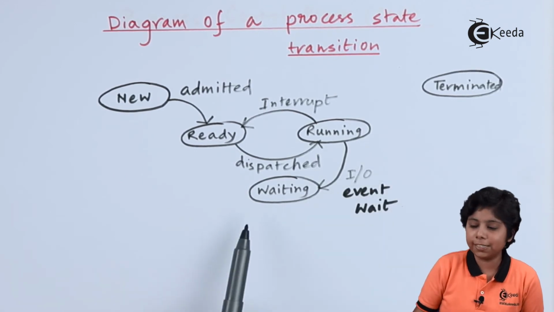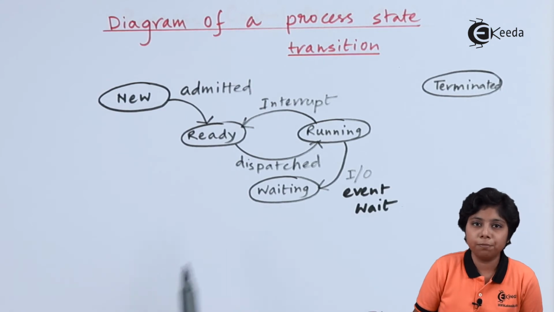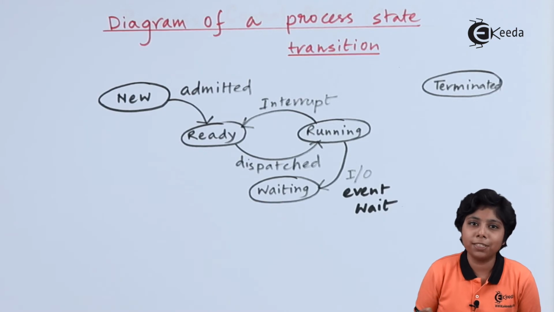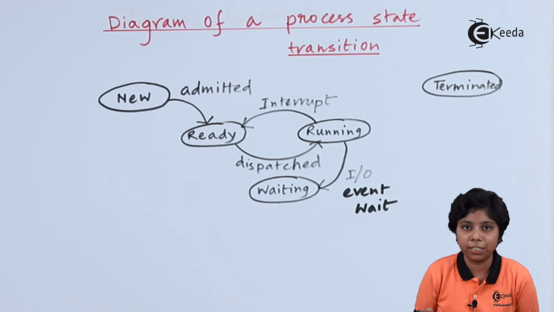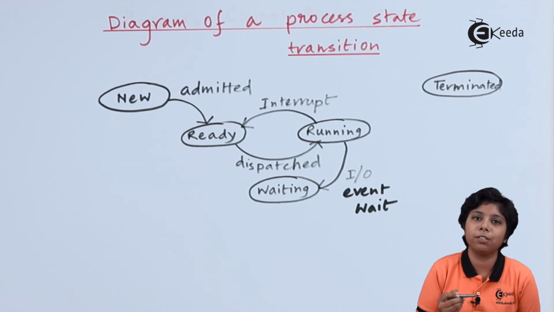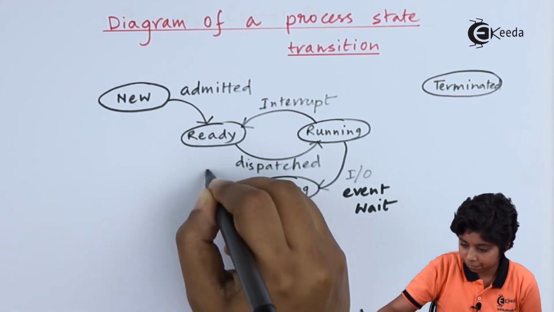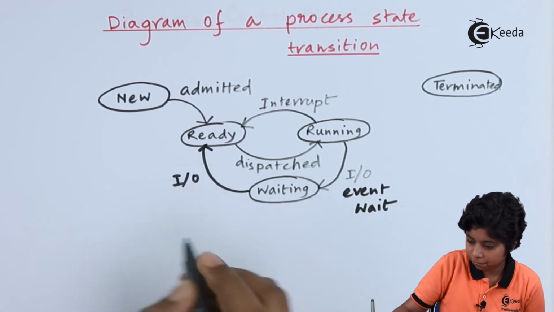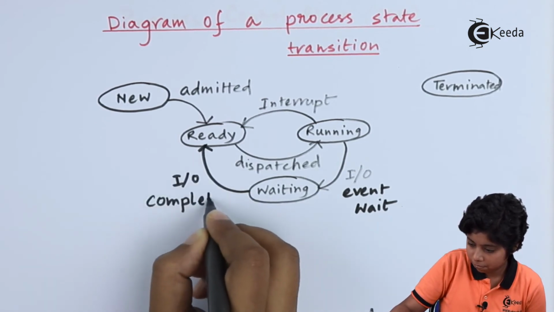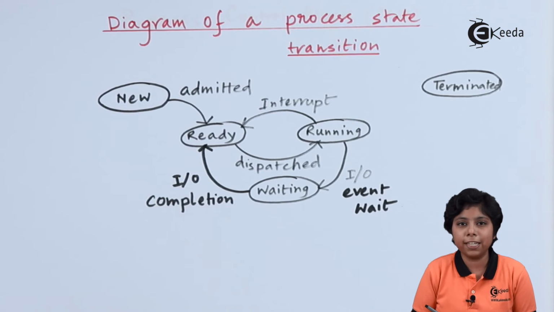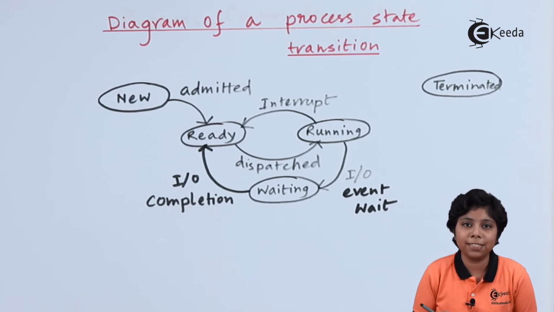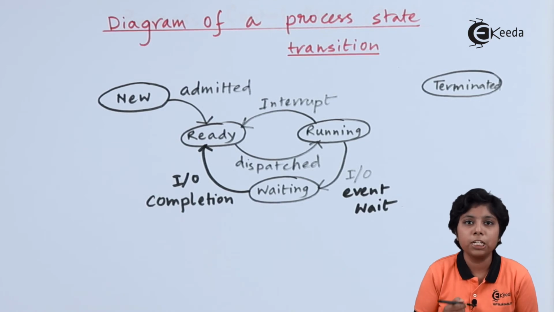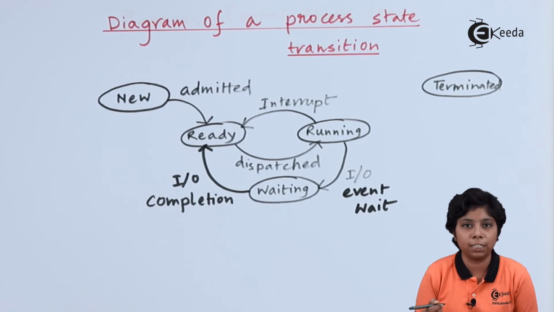Now when the process is waiting in the waiting state, after the completion of the IO event, it can again go back to the ready state. So we can see that every time the process is in the waiting state, it has to move to the ready queue again to resume its execution.